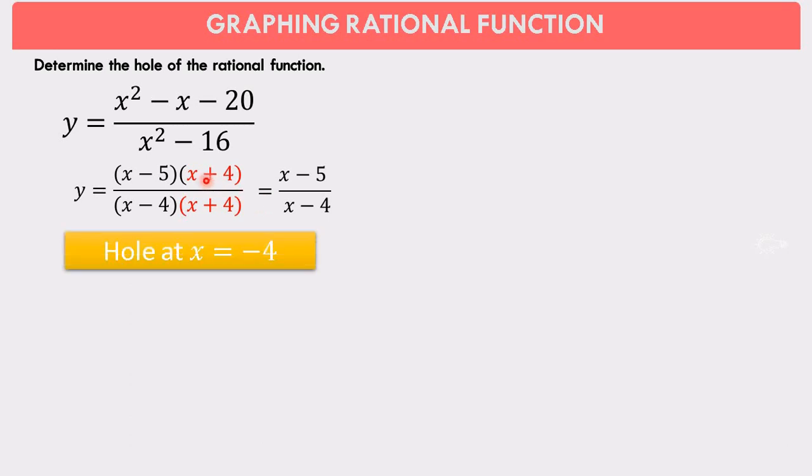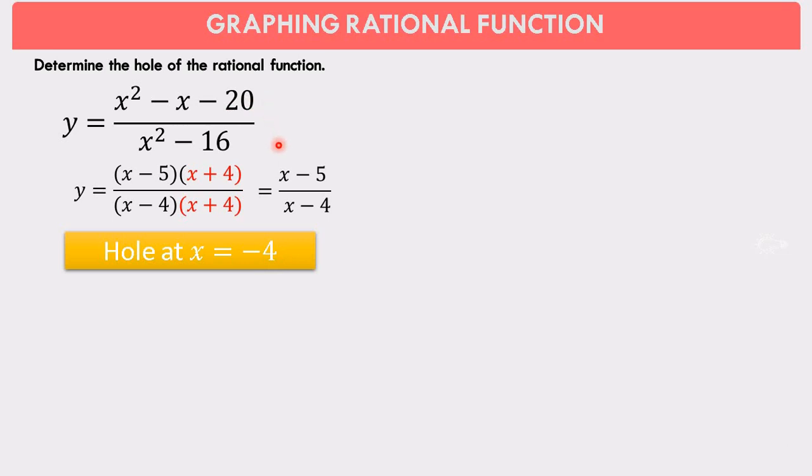Since x plus 4 is common to both numerator and denominator, if we substitute the value of x that makes x plus 4 zero, we will have 0 over 0. So the hole will make the function indeterminate. Therefore, we need to define or know the hole in order to emphasize it in the graph. In this case, we have the hole at x equal to negative 4. So negative 4 makes the function indeterminate.